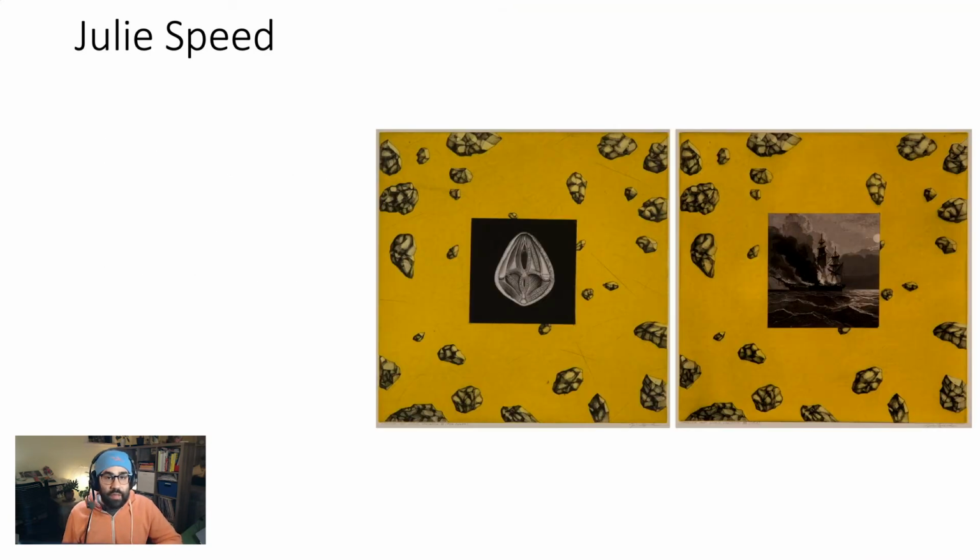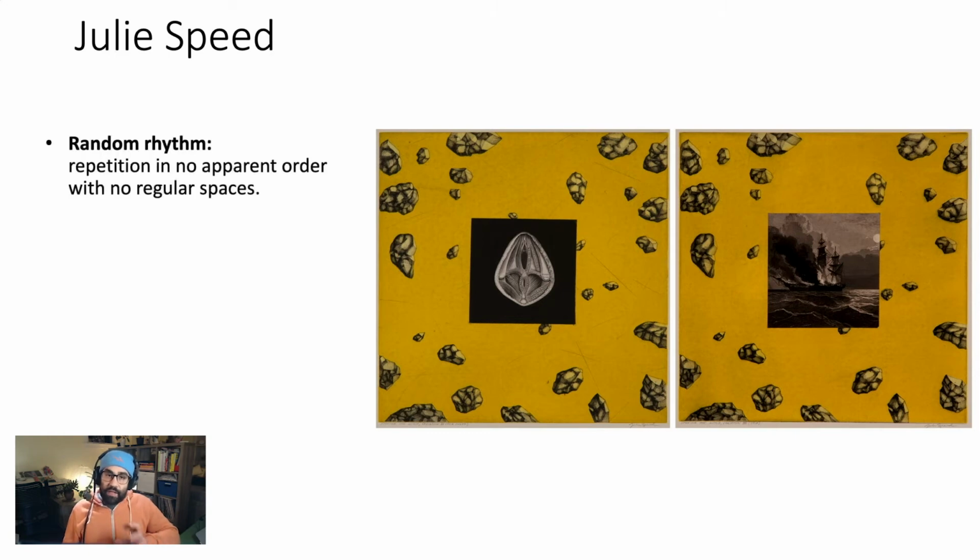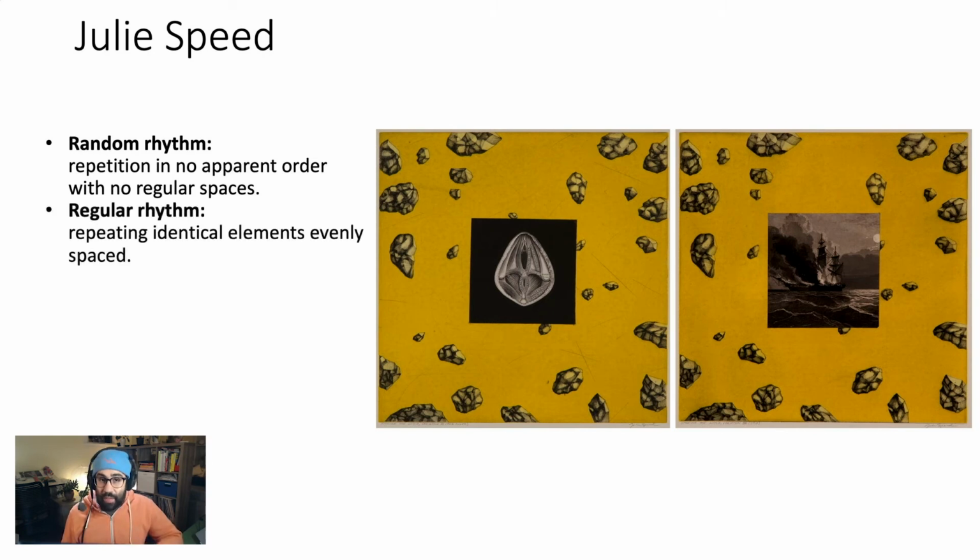More examples of rhythm here. These are 2 collages from a series of 3. You can see the identical backgrounds. Each background on its own has a random rhythm, where there's repetition in no apparent order with no regular spaces. But since that random background is repeated twice in the series, we also have a regular rhythm where there are repeating identical elements spaced evenly.